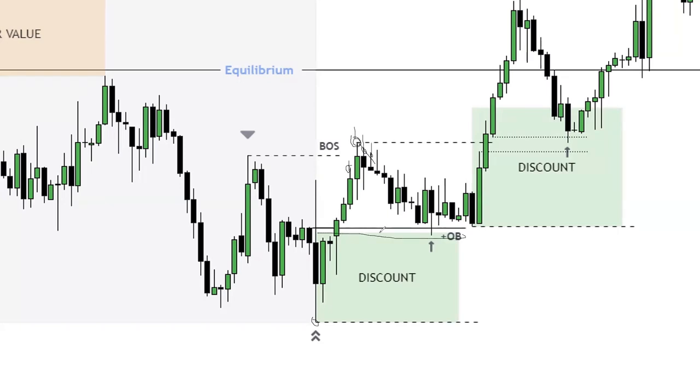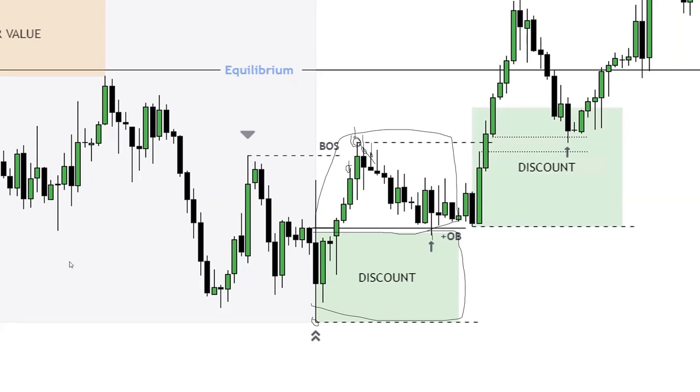This box here represents the equilibrium. So here is the discount. Here is the premium. So you want price to go down below equilibrium for you to buy.